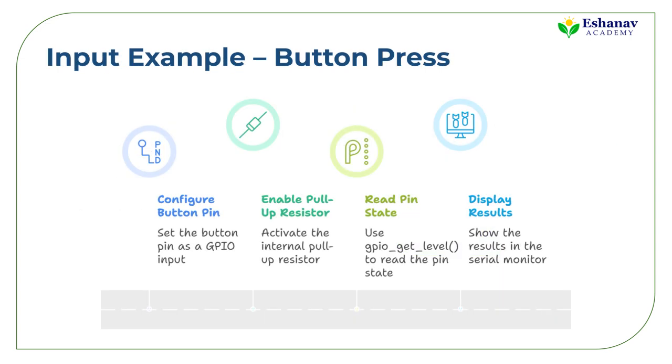Now, let's read a button connected to GPIO 0. Configure it as an input with internal pull-up enabled, so it reads high when unpressed and low when pressed. Use gpio_get_level in a loop to detect state changes. Display messages in the serial monitor when the button is pressed. This introduces digital input handling, forming the basis for interactive devices. You can imagine the button as a sensor of intent. Your code decides how the system responds to each press, linking human action to device behavior.